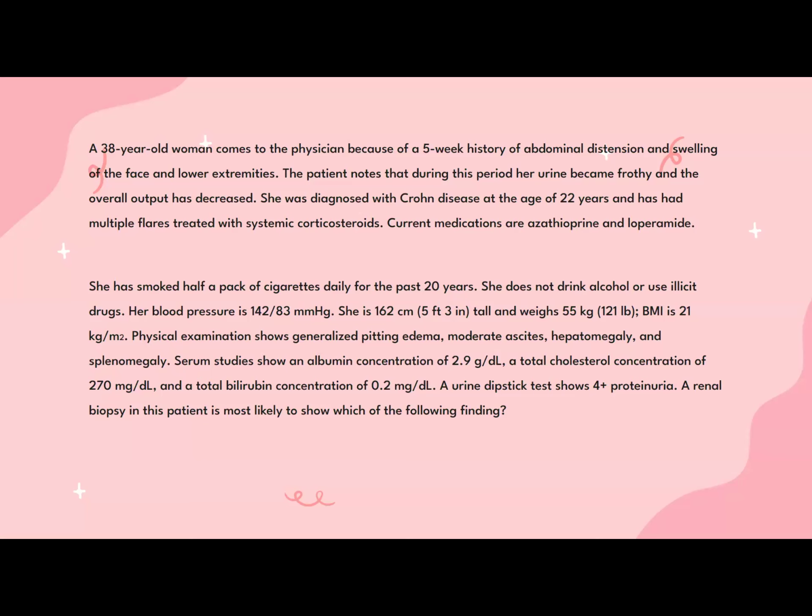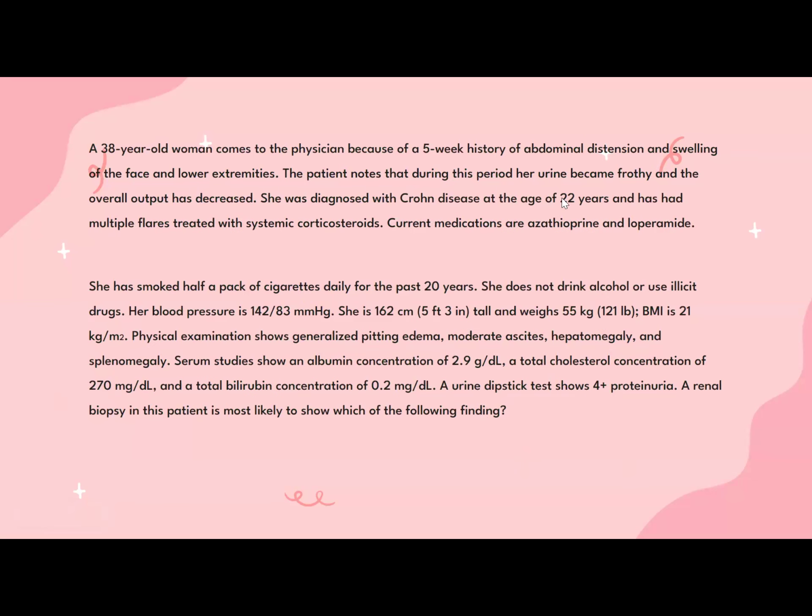Her blood pressure is 142 over 83, which is elevated. Her BMI is pretty much normal. Generalized pitting edema, ascites, hepatomegaly, splenomegaly. Albumin concentration is really low. 3.5 onwards is the proper limit. Total cholesterol is high. It's supposed to be lower than 200. So again, all of these go with nephrotic, right? 4+ proteinuria. Renal biopsy is most likely to show which of the following.